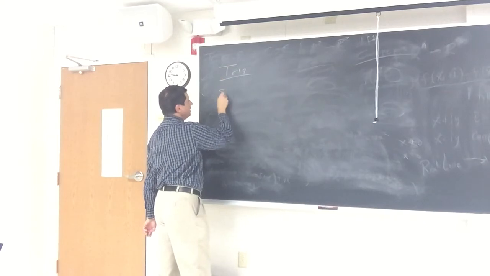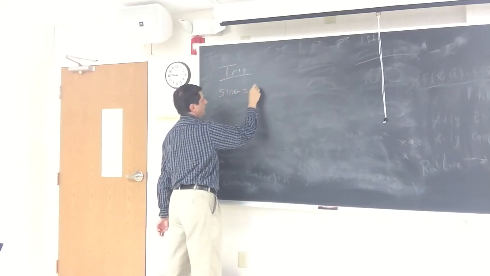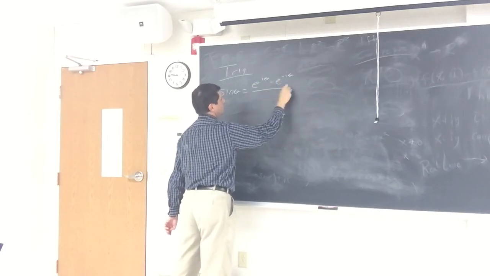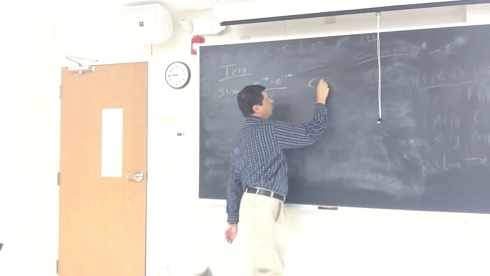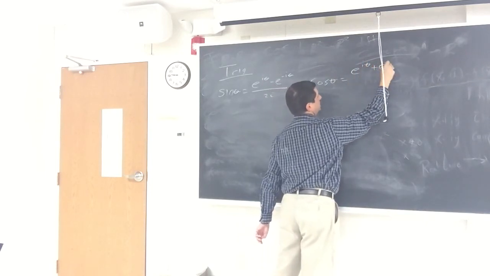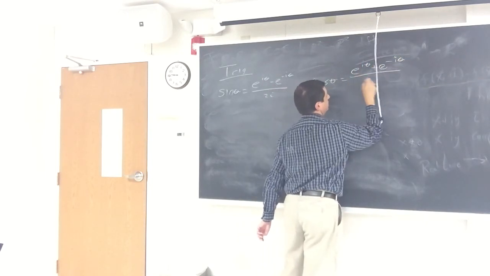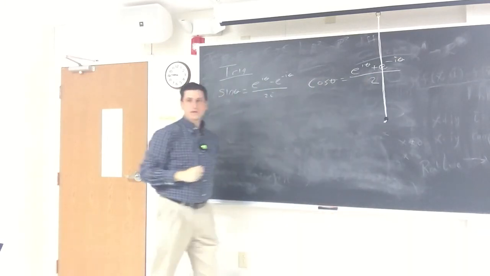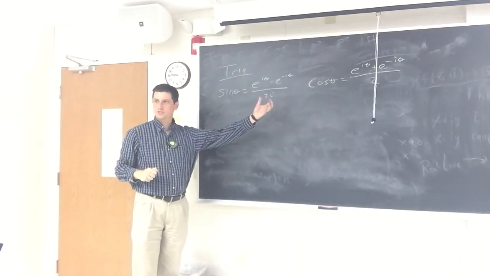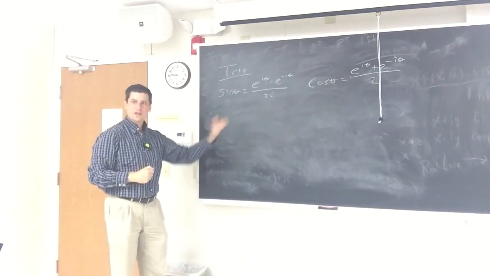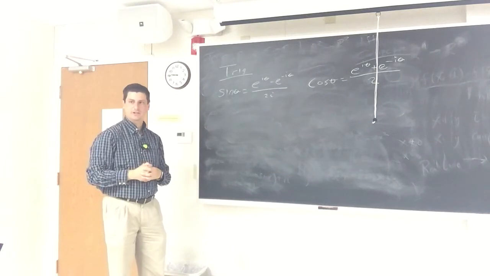So trig. I can write sine of theta as (e^(iθ) − e^(−iθ)) over 2i, and I can write cosine of theta as (e^(iθ) + e^(−iθ)) over 2. We had talked before about e^(iθ) equals cosine plus i sine. You can actually go backwards and get sines and cosines in terms of this, and this gives you an idea of why they're inheriting things.